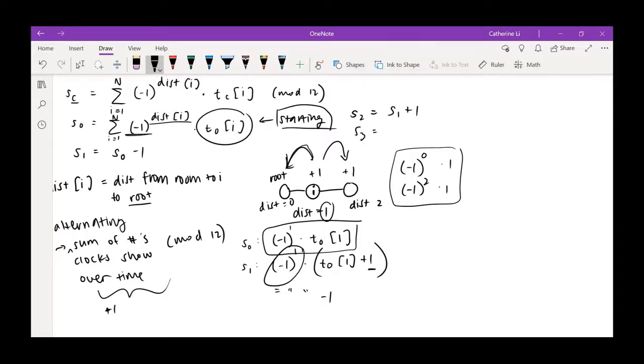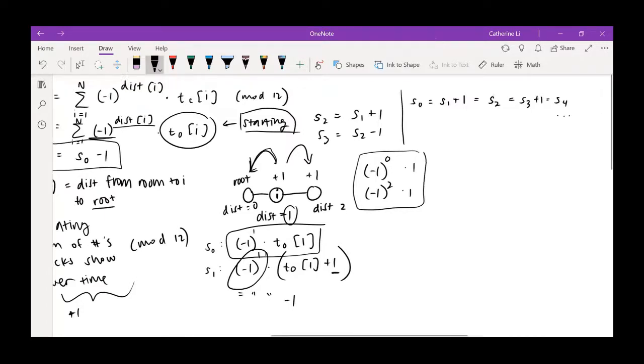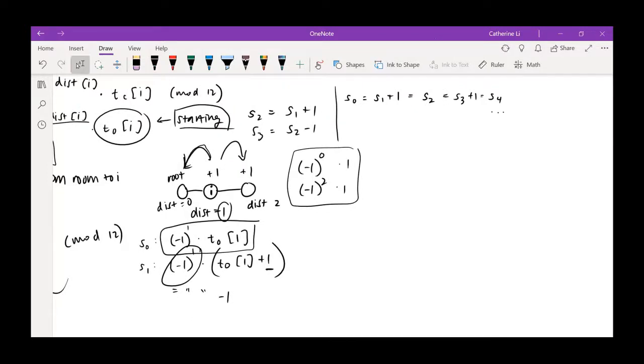And you can see there is a very obvious pattern in here. If we write this as one big equation, we have S_0 is equal to S_1 plus 1 from here, and then S_2 is equal to S_1 plus 1 as well. And then this is also S_3 plus 1, which is equal to S_4, and so on.